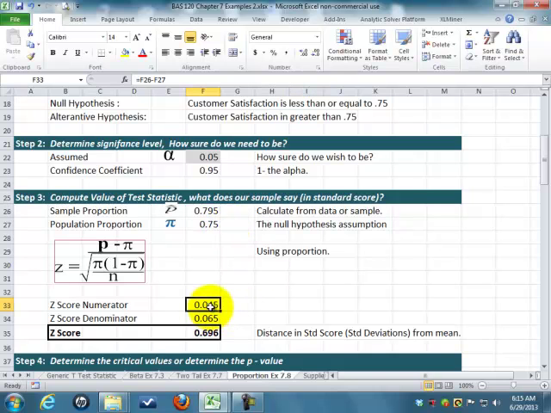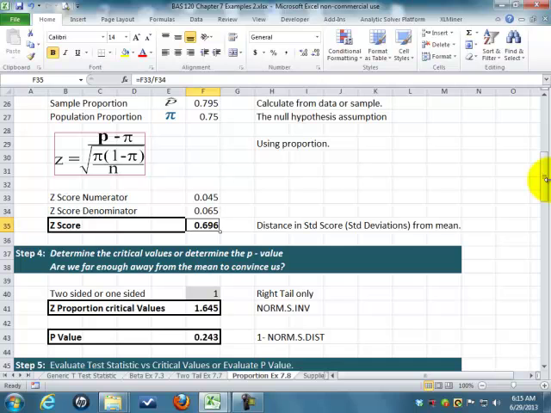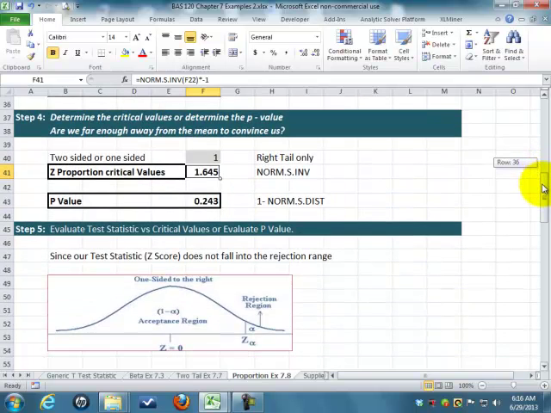So we calculated the numerator, we calculated the denominator, and we got a z-score of 0.696. So that's 0.696 standard deviations, because it's a positive number, to the right of the mean. It's a one-tail test. We use this to find our critical z-value, norm.s.inv. For our p-value, notice we do 1 minus this because we're at the right side. There's about a 0.24 probability that we would get that test statistic or higher.